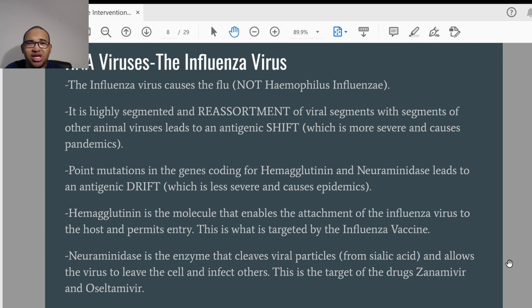The thing is, neuraminidase is actually what is targeted by the neuraminidase inhibitors, right? That's a very creative term, like oseltamivir and zanamivir, right? Again, these are all high-yield things to know.